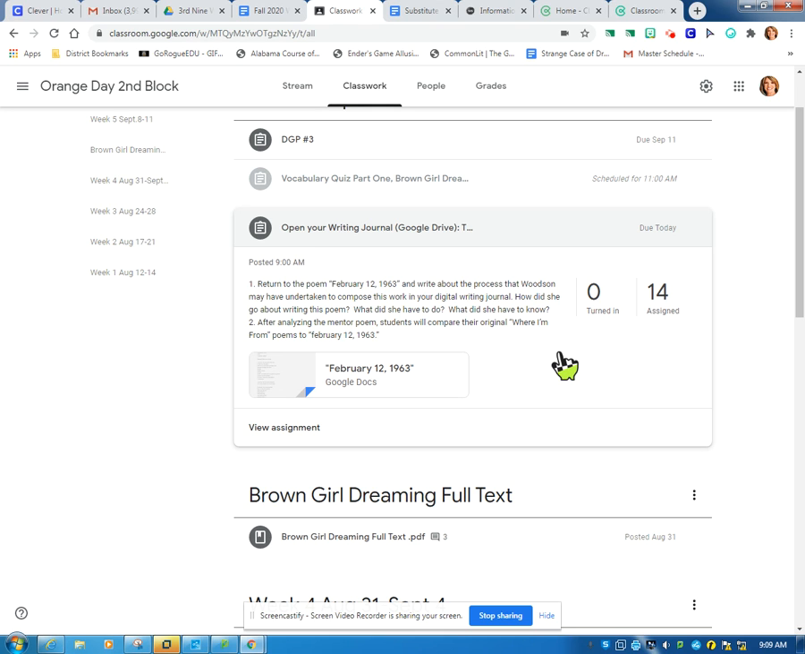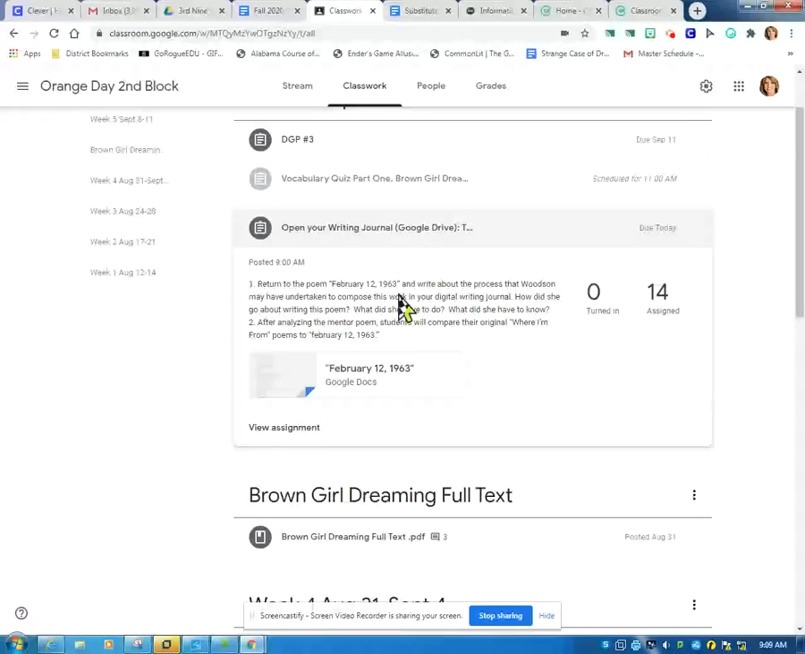After you do this, you're going to go in and compare your original poem, Where I'm From, to this poem, February 12th, 1963. So in order to do that, I want you to go back to your Where I'm From poem and look at what you wrote. And I want you to write down 3 things that are similar to your poem and their poem. And then what are 3 things that you put in your poem that are different from the February 12th, 1963 poem? Okay, so in your journal, you'll have 2 parts.